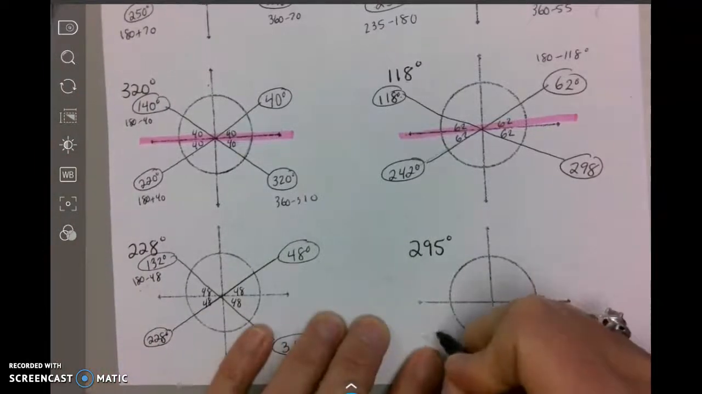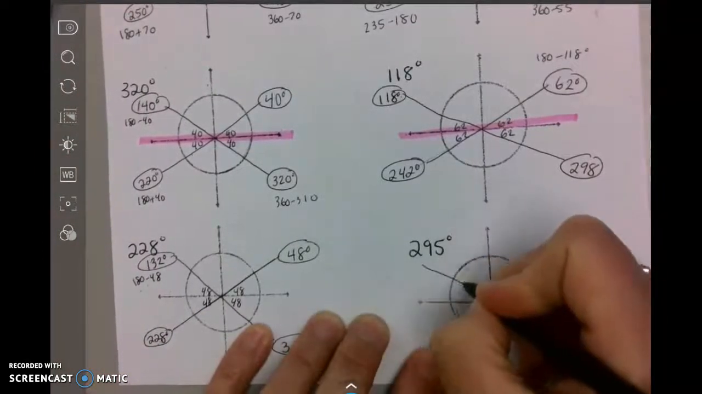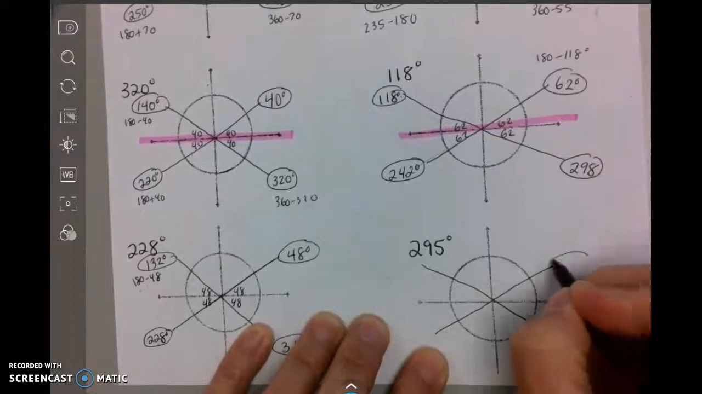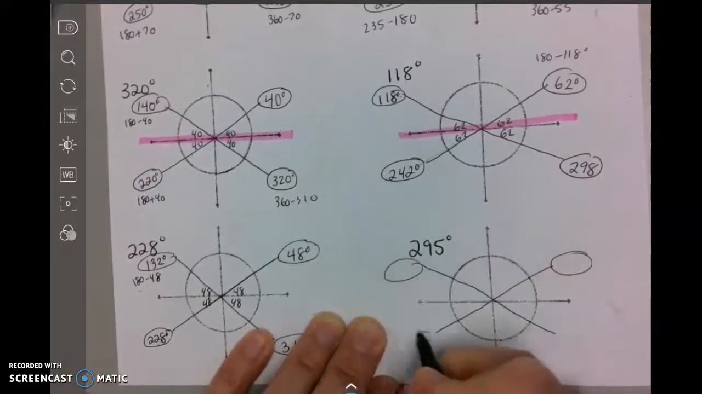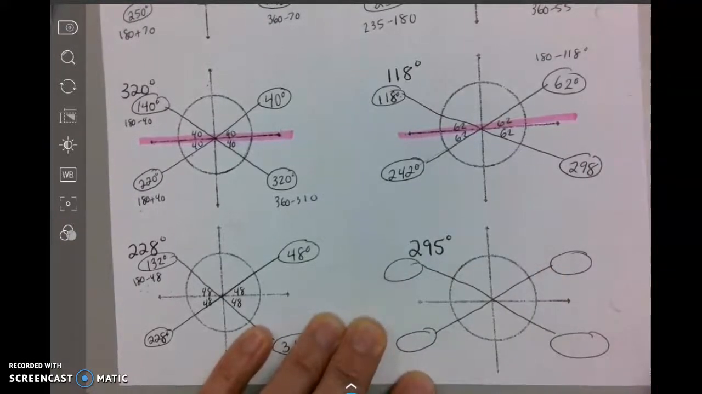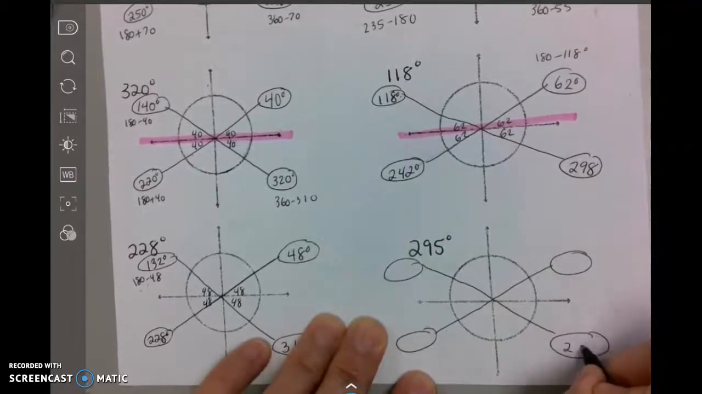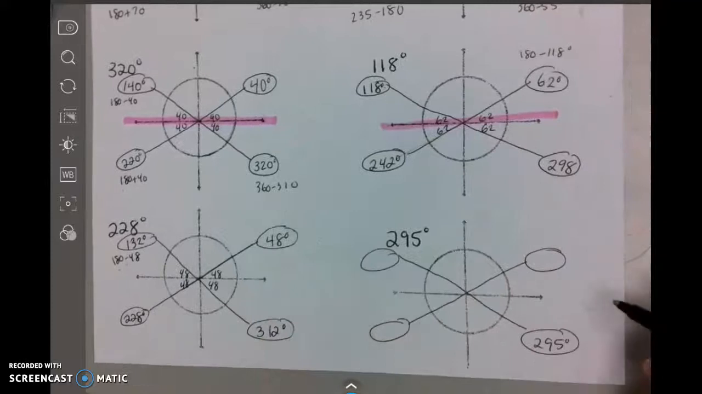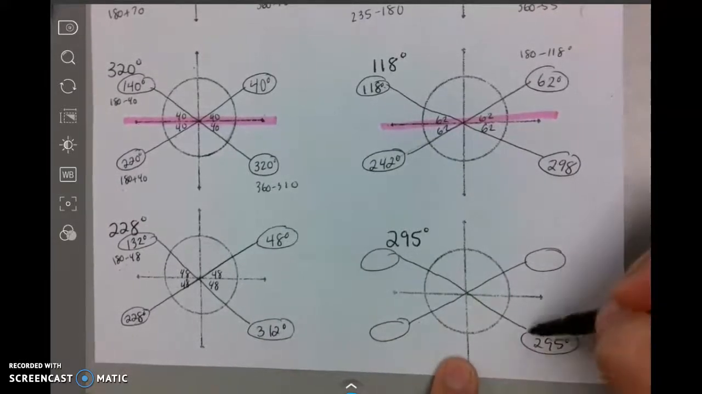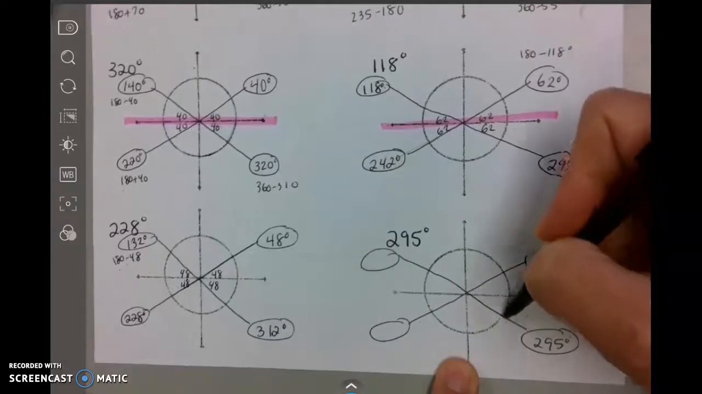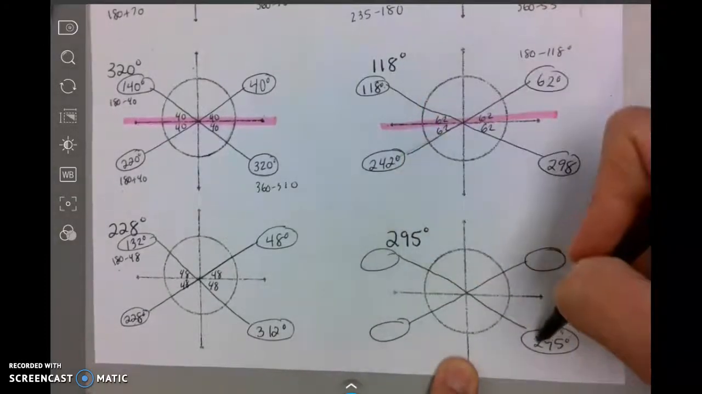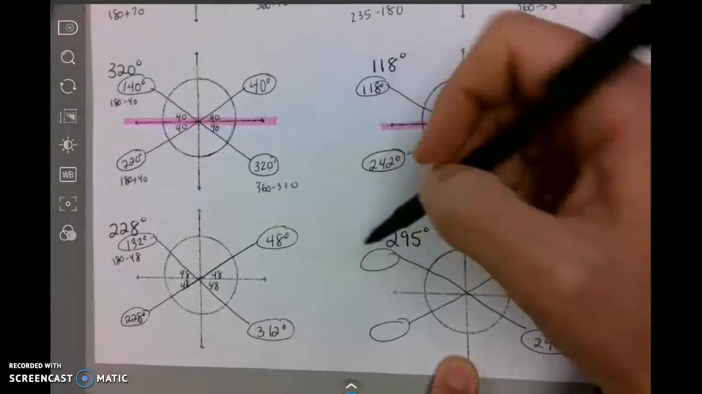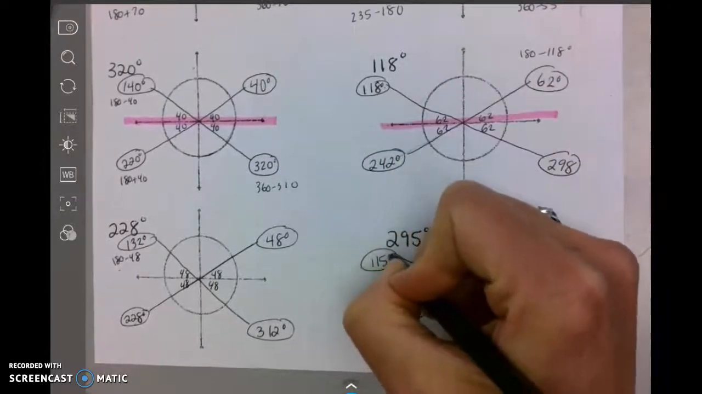Okay. The last one here, the 295. I'm going to draw that X. Let's see. I know this is 270, so this must be 295. All right. I know that these two, well, first of all, I guess the easiest one is go this way, straight line, but I'm getting smaller, so I subtract 180, and this is 115.